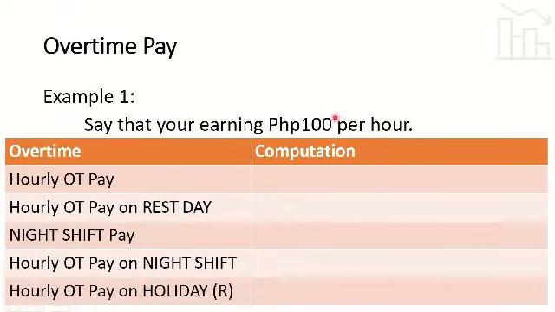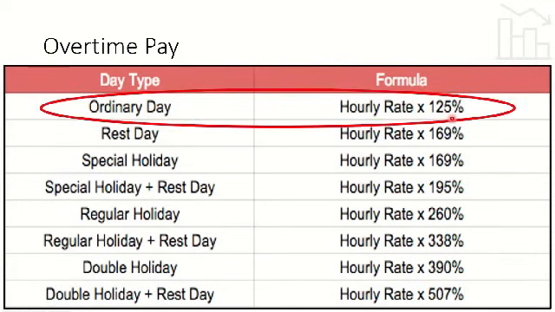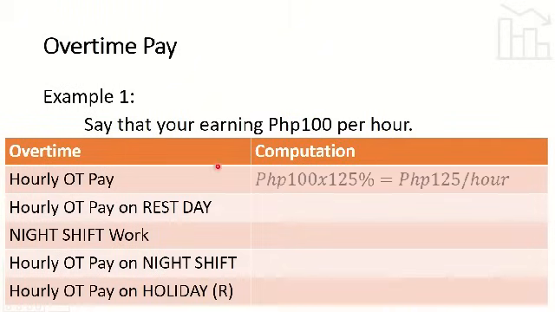Okay, so proceed. So, example, certain employees earning 100 pesos per hour. Halimbawa, ang kinikita ng empleyado natin ay 100 pesos per hour. And then, sumobra na ng 8 hours yung trabaho niya. How much will be the overtime pay? How much ng kanyang hourly overtime pay or OT pay? Balikan natin ang table. Kung yun ay ordinary day lang, that will be multiplied by 125%. Therefore, yung kanyang 100 pesos per hour ay babayaran ng 125 per hour.